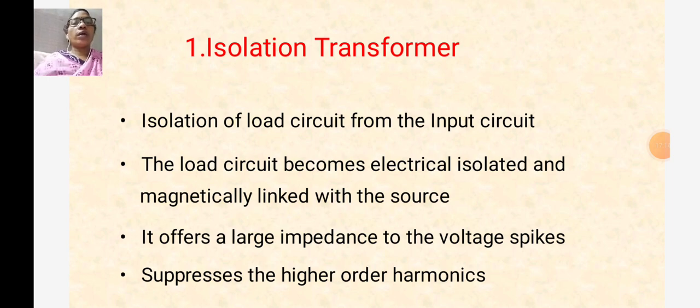Now we are going to explain the above four listed. First of all, we are going to discuss the isolation transformer.